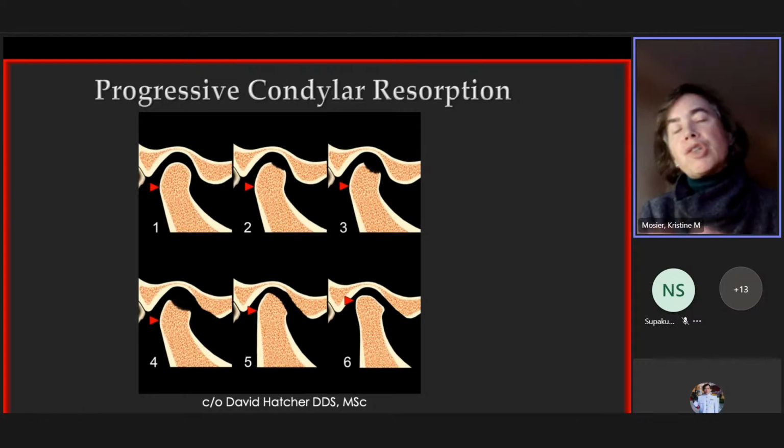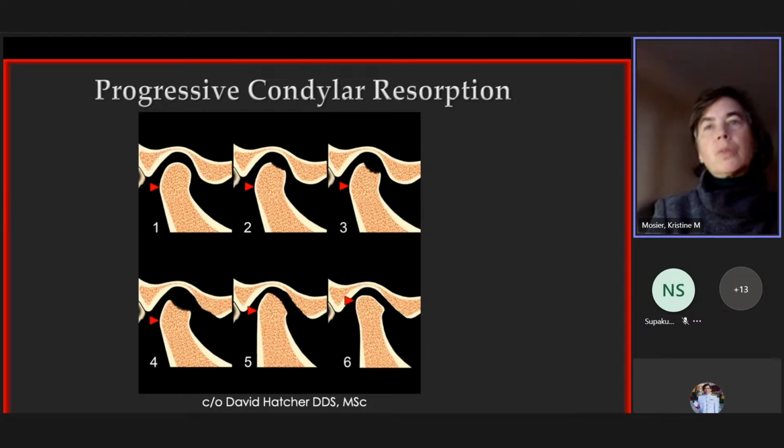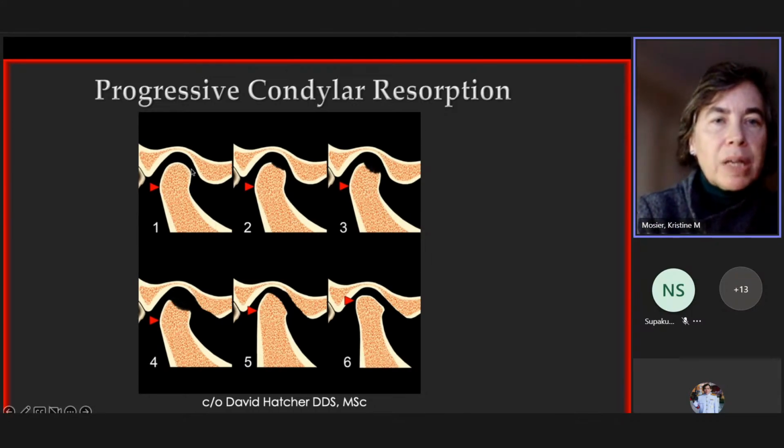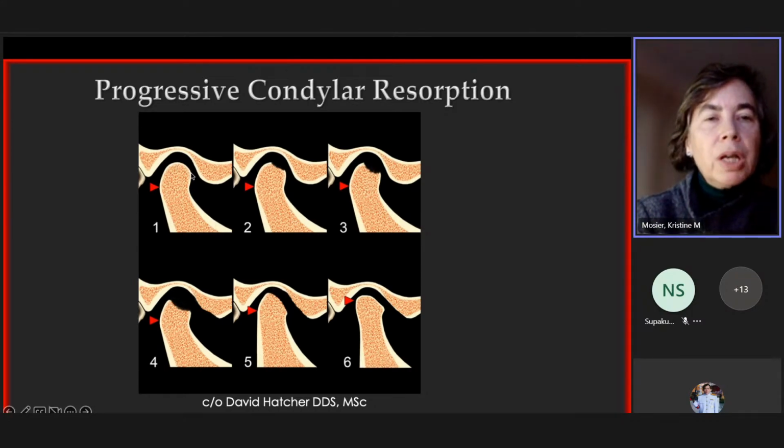And I like this diagram because it really shows the spectrum of what we see in terms of degenerative joint changes across varying stages of disease. So again, normal condylar morphology with rounded superior surface here. And as we start to see early degenerative changes, we have loss of this cortex and flattening of that superior and anterior surface. This would be mild degenerative changes.